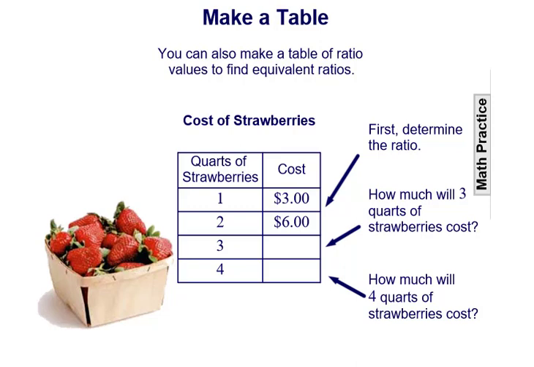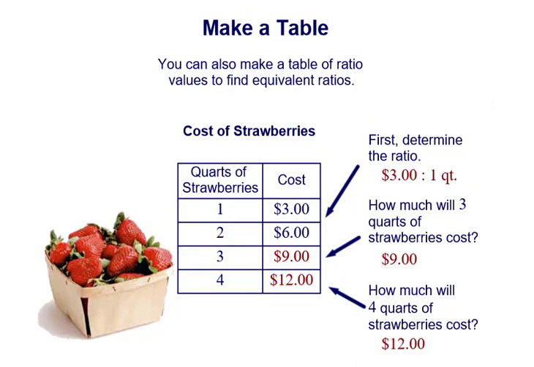You can also make a table of ratio values to find equivalent ratios. In this example, we're looking at the cost of strawberries. 1 quart of strawberries is $3, 2 quarts is $6, and then we're looking at 3 and 4 quarts. So it's best to first determine the ratio, and then that will help us find how much 3 quarts and 4 quarts of strawberries cost. We can look at the patterns being established, use our prior knowledge of ratios to help us find those missing values, and then maybe apply those same patterns and reasoning to other situations using a table.